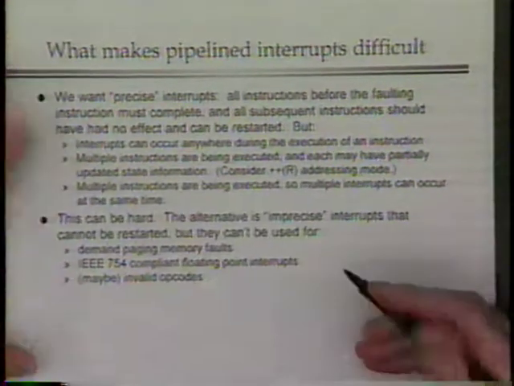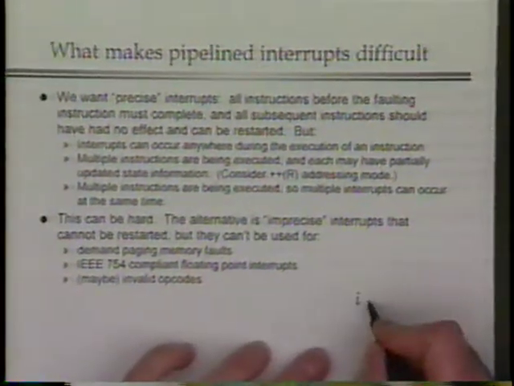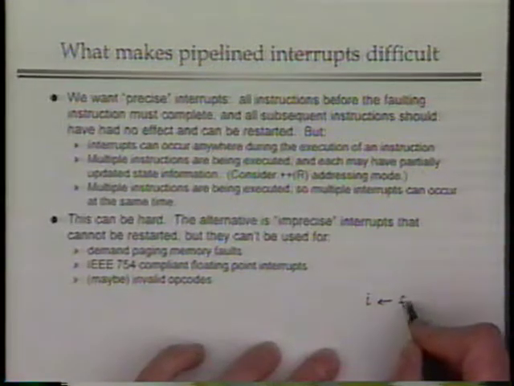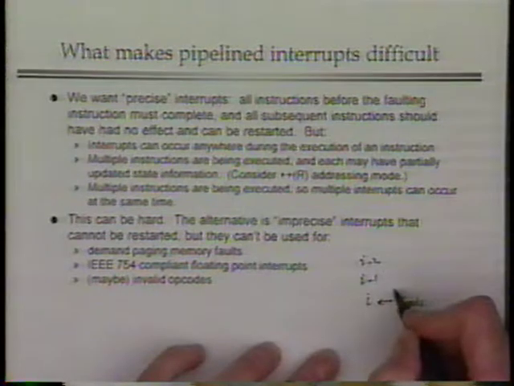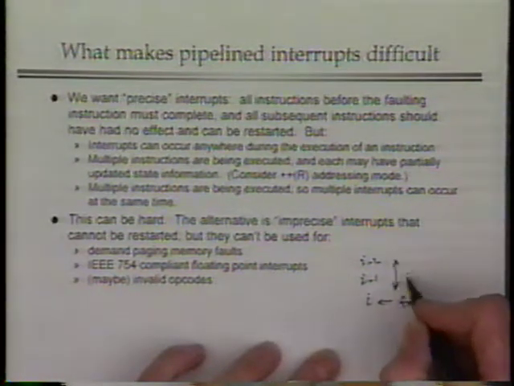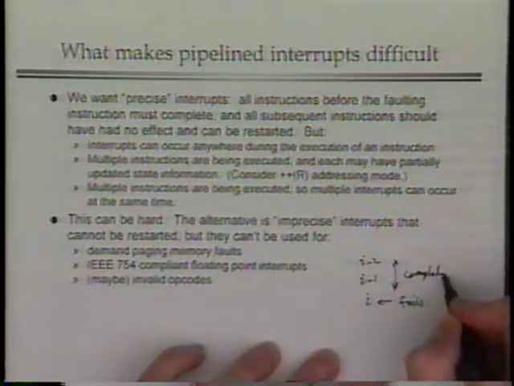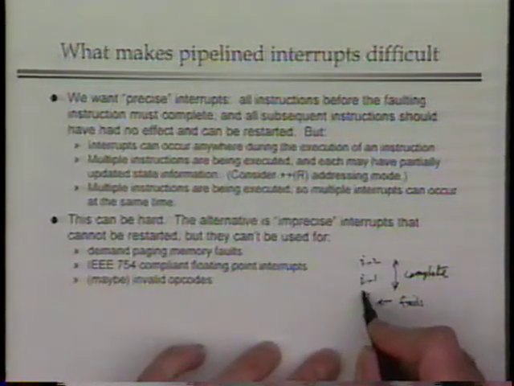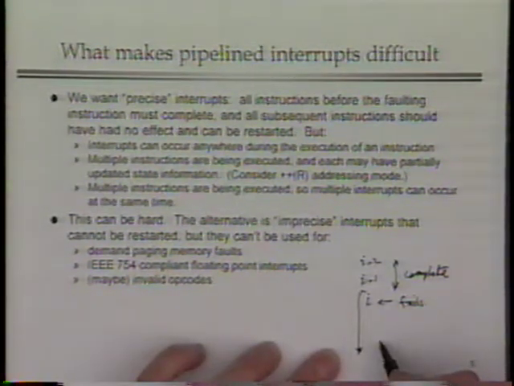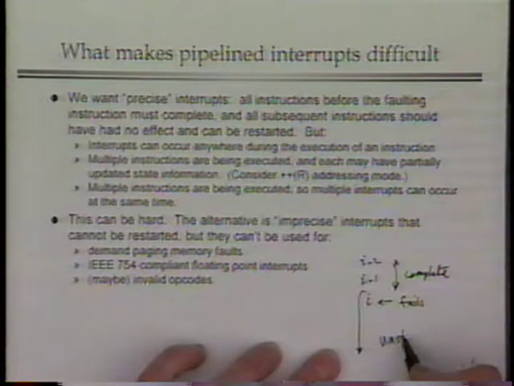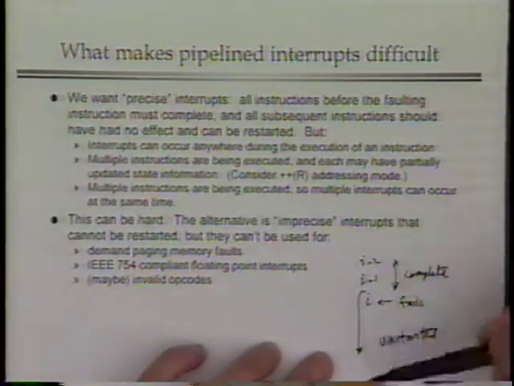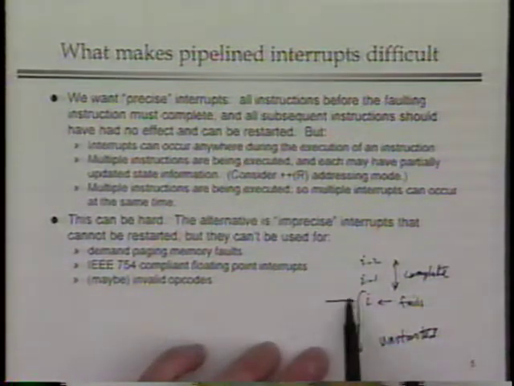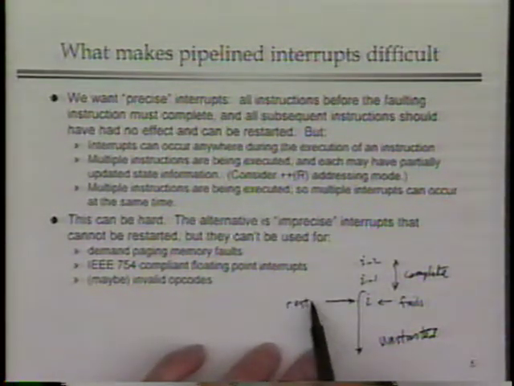What we would like are precise interrupts. If instruction I is the failing instruction, the one that is causing the interrupt, we want all instructions before I to essentially be complete, finished. No need to look at them again. And all instructions beginning with I to be unstarted, so to speak, to have nothing done for them, so that when we're completely done with processing the interrupt routine, we can restart at the failing instruction.